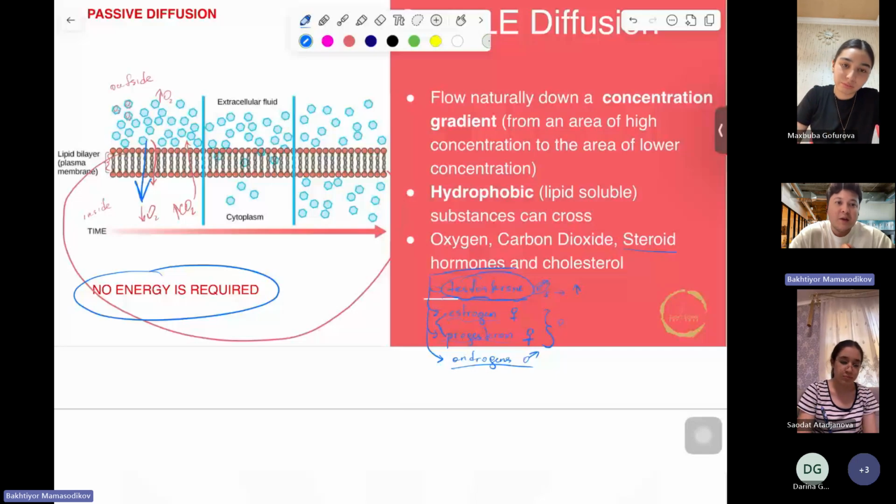Without cholesterol, you cannot produce testosterone, estrogen, progesterone, or androgen. For all of them, the main component to synthesize those steroid hormones is the cholesterol molecule. So cholesterol is essential for them. Cholesterol is also a lipid. That means it is a hydrophobic substance and crosses the cell membrane easily without any energy, down the concentration gradient. Any questions, guys, regarding simple diffusion?